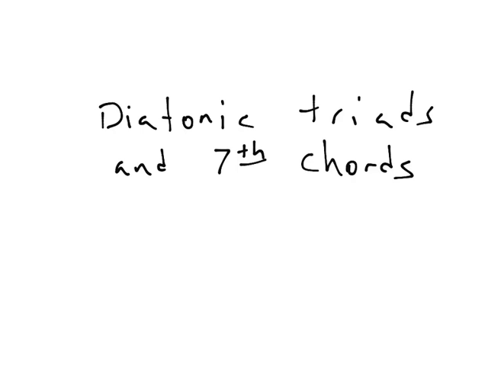The first way requires memorization, and here's what you memorize. If you have a major triad, the 1 chord is major, the 2 chord is minor, the 3 chord is minor, 4 is major, 5 is major, 6 is minor, and 7 is diminished, if it's a triad.